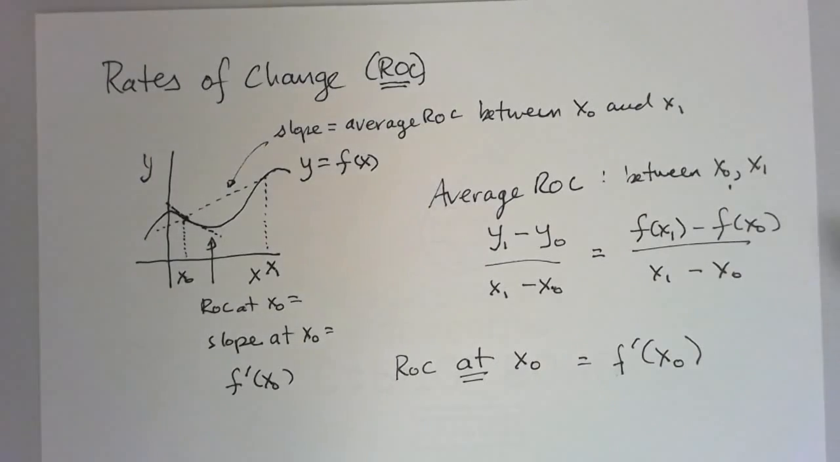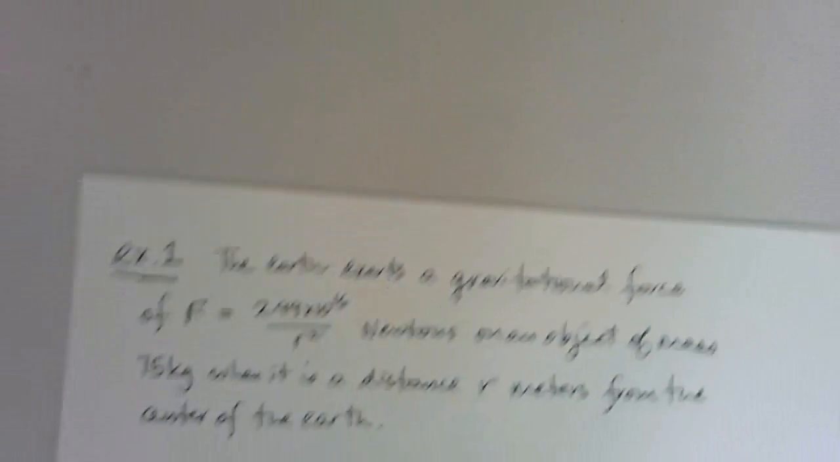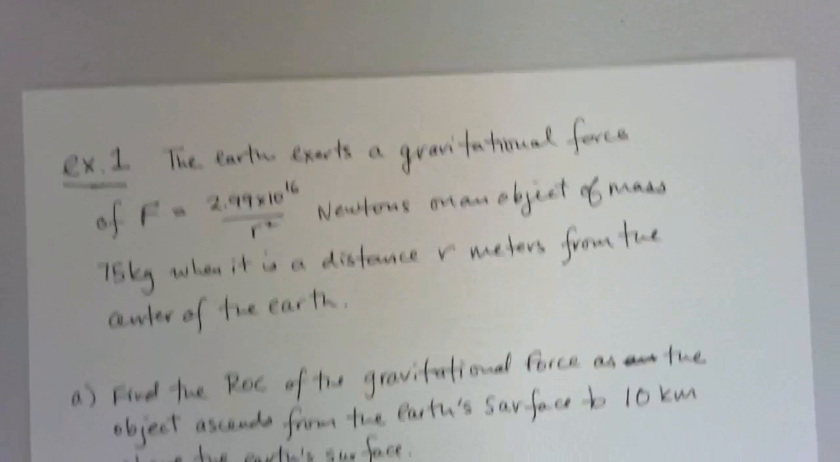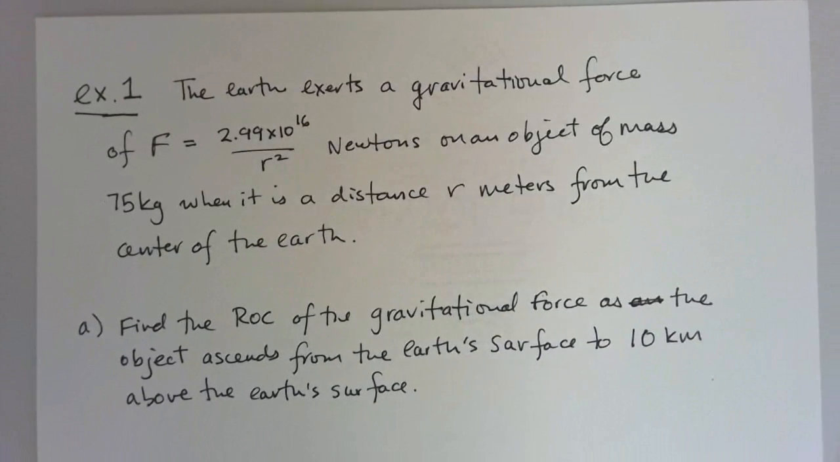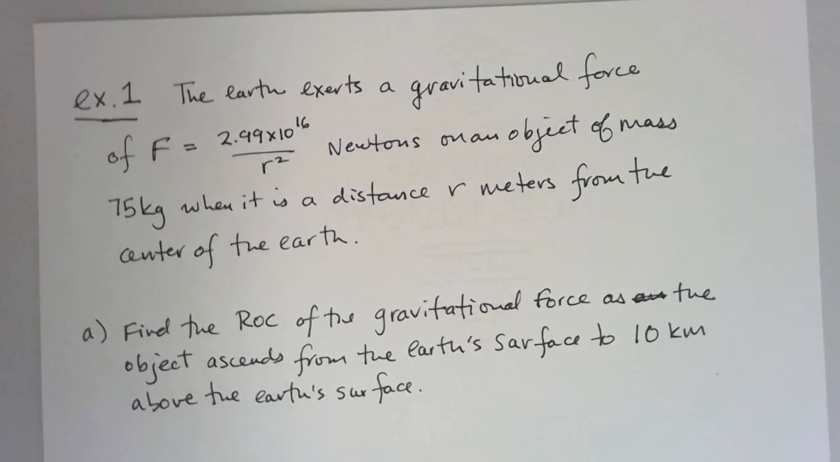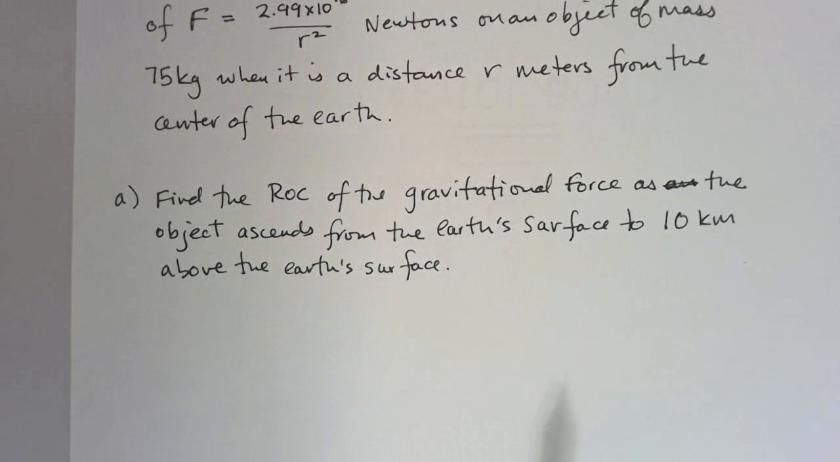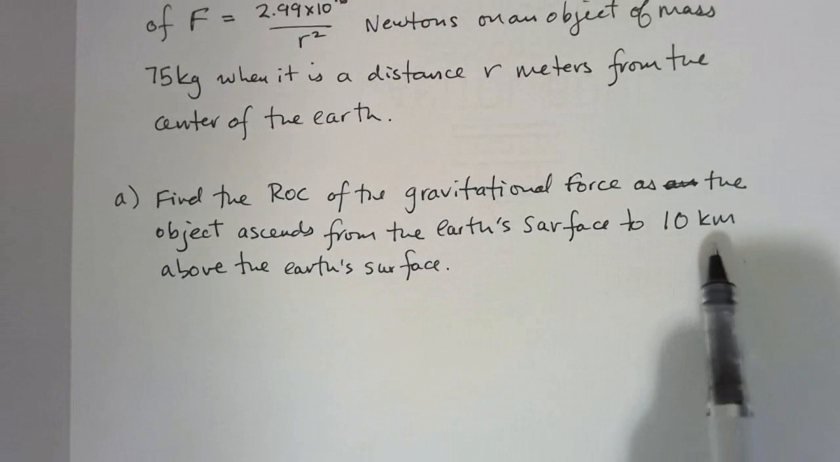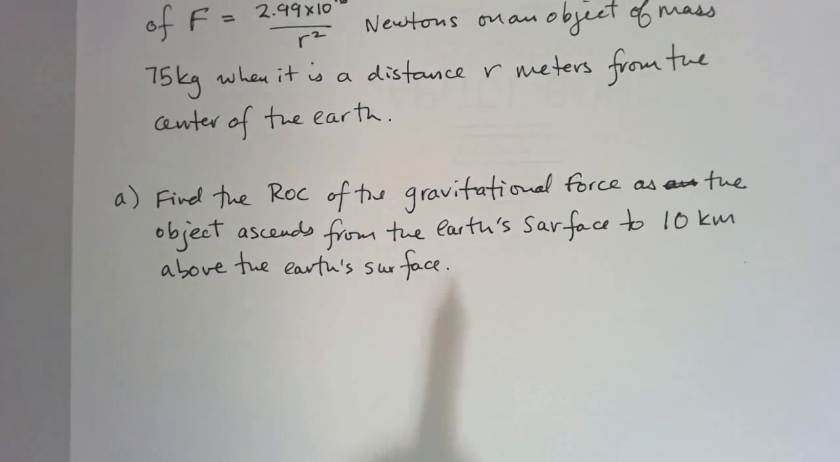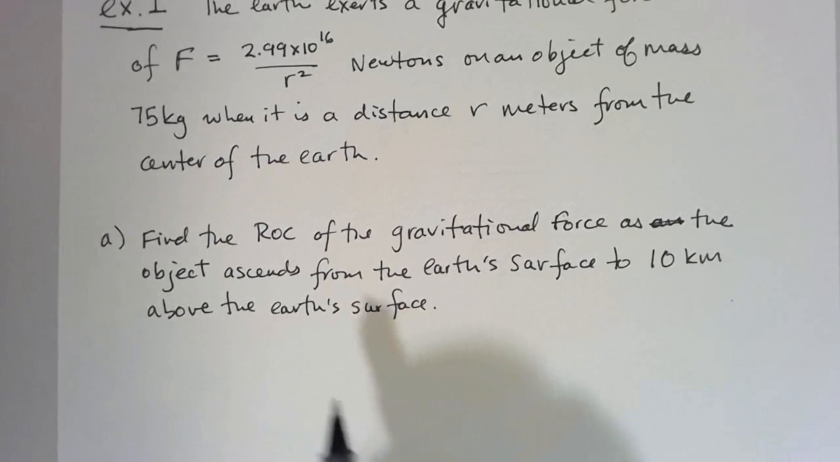Let me do an example from physics. So here's an example from physics. The Earth exerts a gravitational force of F equals 2.99 times 10 to the 16th over r squared newtons on an object of mass 75 kilograms when the distance is r meters from the center of the Earth. So, first question, find the rate of change of the gravitational force as the object ascends from the Earth's surface to 10 kilometers above the Earth's surface. So this is the rate of change between two values of r.